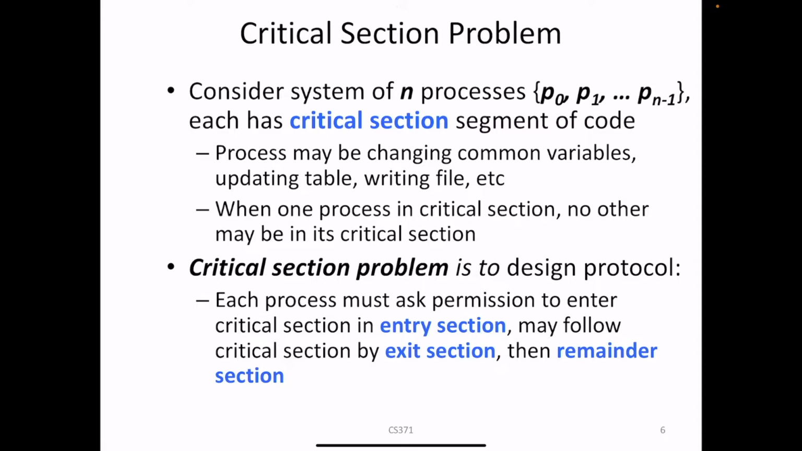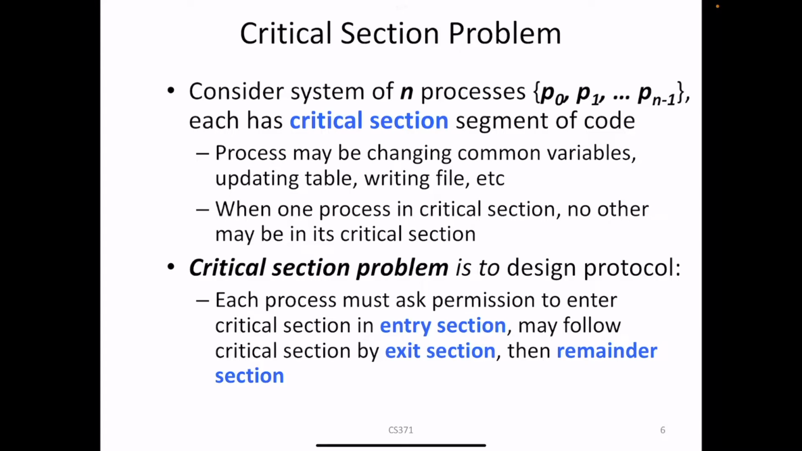Each process has its own critical section segment of code. In this critical section, a process may be changing shared data, such as common variables, updating a shared table, or writing into a shared file, etc. When one process is in its critical section manipulating the shared data, no other process should be in its critical section simultaneously.